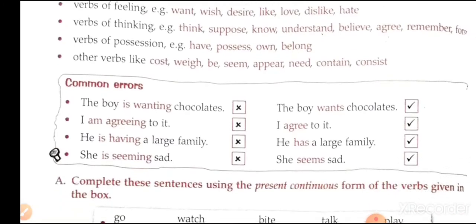Common errors. The boy is wanting chocolate. Correct: the boy wants chocolates. I'm agreeing to it. Correct: I agree to it. He's having a large family. Correct: he has a large family. She is seeming sad. Correct: she seems sad.